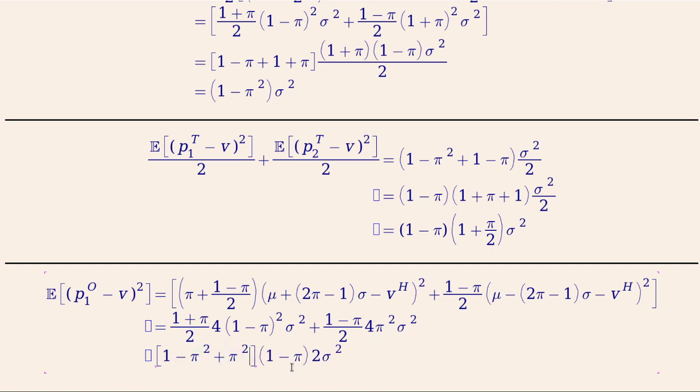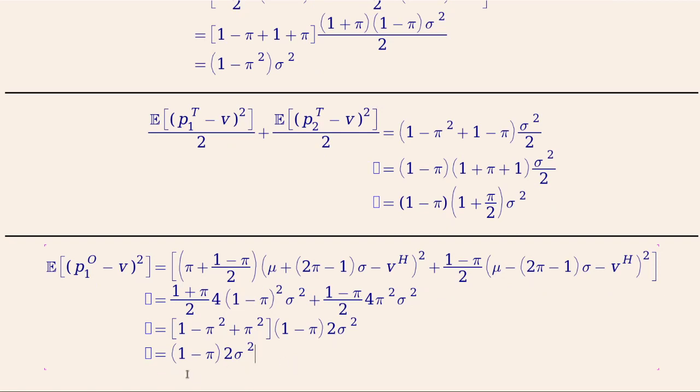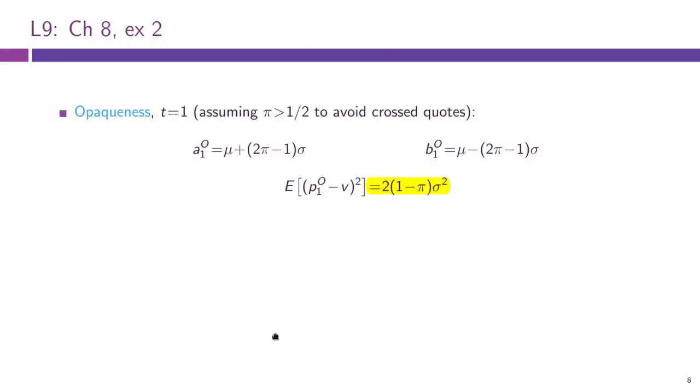We see that these pi squares cancel out, which means that in the end, I got the equality sign here, we are left with this 1 minus pi times 2 sigma squared, and this will be the residual price variance in period 1 under opacity. Again, exactly what we have in the slides, which is an encouraging sign.